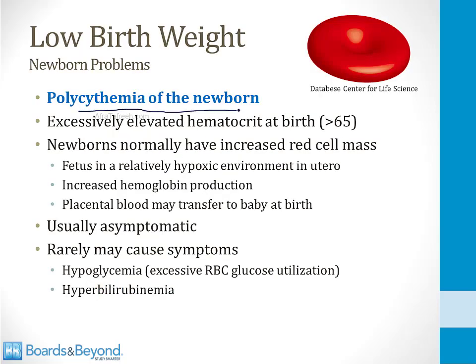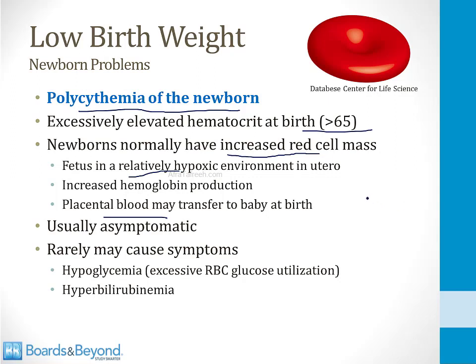Polycythemia of the newborn is a condition that can happen to low birth weight babies. This is an excessively elevated hematocrit at birth, usually greater than 65. One thing you should know is that newborns normally have an increased red cell mass. The fetus is in a slightly hypoxic environment in utero, so this drives production of red cells and hemoglobin. In addition, the placental blood at birth may transfer to the baby, so you can imagine that the placenta normally holds lots of blood, and then when the baby's born, all that blood rushes back into the baby, and this can temporarily and slightly raise the hematocrit.